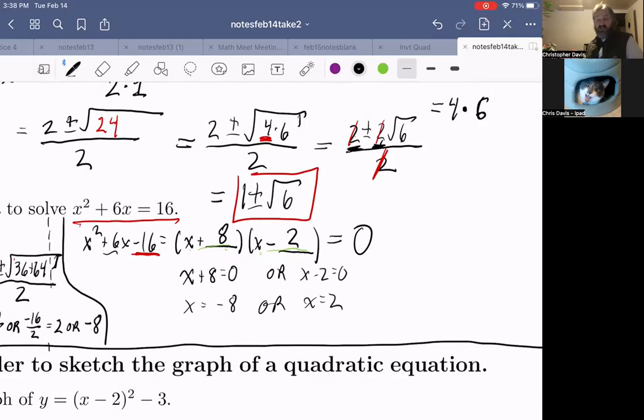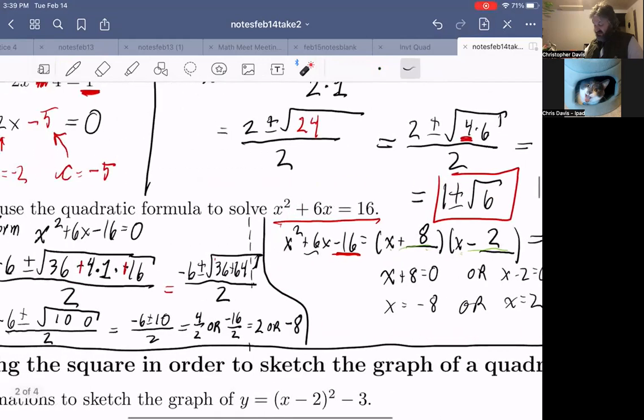Upside and downside of factoring. You can't always factor. So if you try to factor, you might just fail to be able to do so, and you're stuck. You got to use the quadratic formula. It could be that it does factor, and if it does factor, then it's easier. This idea, I think, was much lighter than this idea.